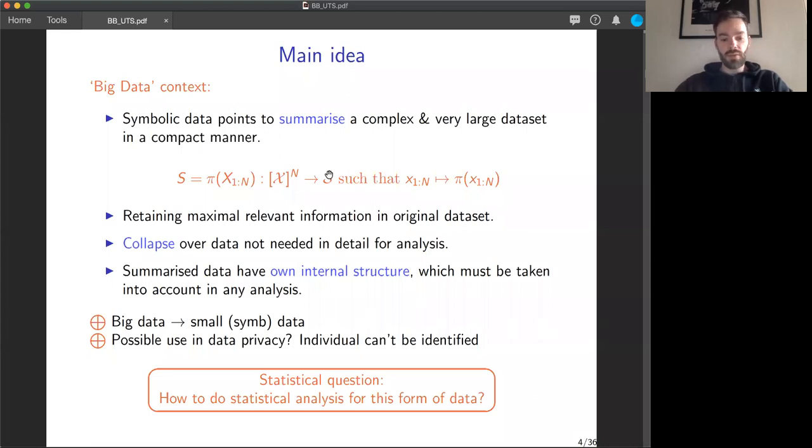There are also possibilities to use these methods for data privacy, where you can aggregate individuals into some summary, and so you can't identify individuals. The main challenge in this field is to know how you can perform a statistical analysis for this kind of data. And we want to keep in mind that the interest is to gain information on the data level rather than the symbol level.